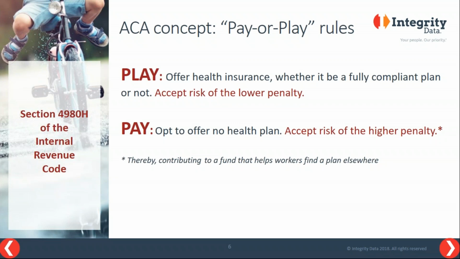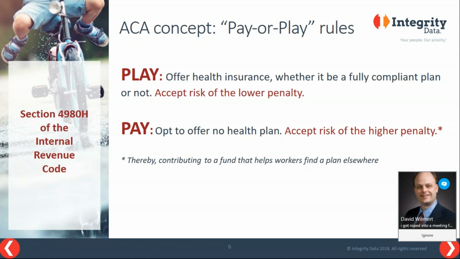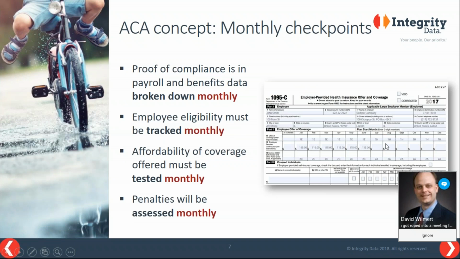You'll have to pay either the higher sledgehammer penalty for not offering any health coverage or the lower tackhammer penalty for offering substandard health coverage. The fact is, most companies are in the play strategy and have been for a few years. Health coverage is often part of a company's compensation package that attracts quality candidates and retains current employees.